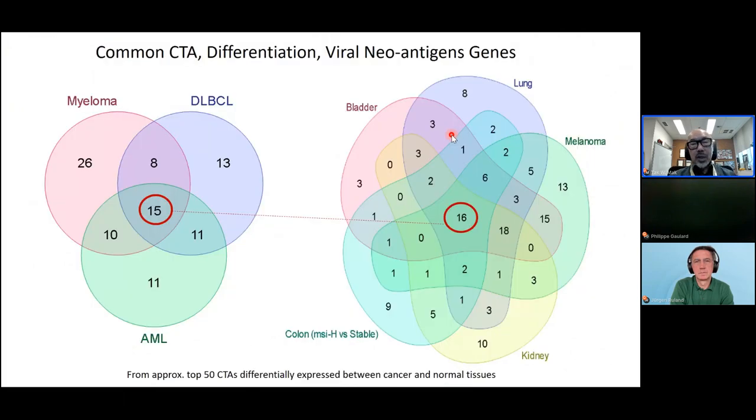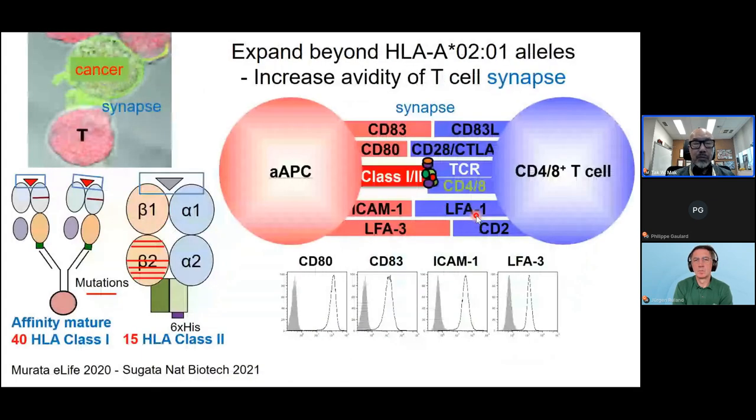Now, of course, one cannot just think of diffuse large B-cell lymphoma. In your case here, even myeloma, diffuse large B-cell lymphomas, AML, they appear to share some antigens, potential antigens, and even some of these can be shared with a wider range of even solid tumors that are being expressed. So that creates an opportunity for us to be greedy and find T cell receptors that can treat multiple diseases. Now, how do you move beyond that?